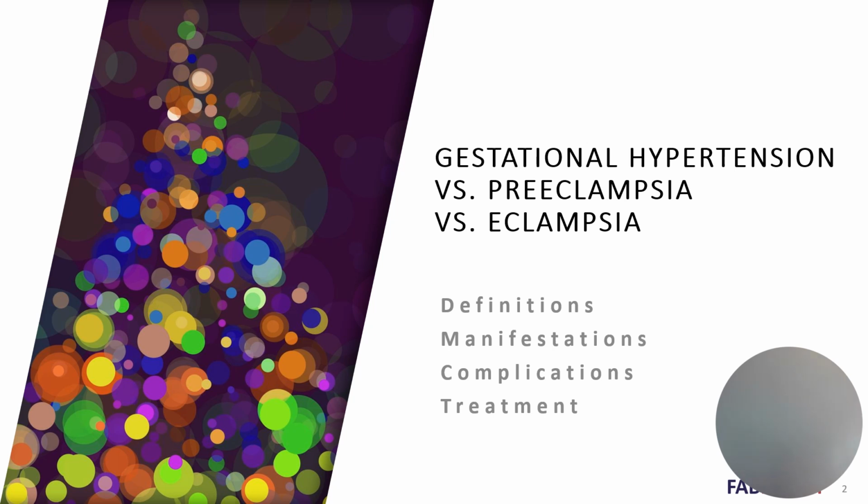It's basically a systolic blood pressure equal to or greater than 140 millimeters of mercury, or a diastolic blood pressure equal to or greater than 90 millimeters of mercury. It occurs for the first time during pregnancy. In other words, when the client was not pregnant, she was not experiencing symptoms of hypertension, only during this pregnancy. It usually will occur after 20 weeks of gestation. There is no protein in the urine.